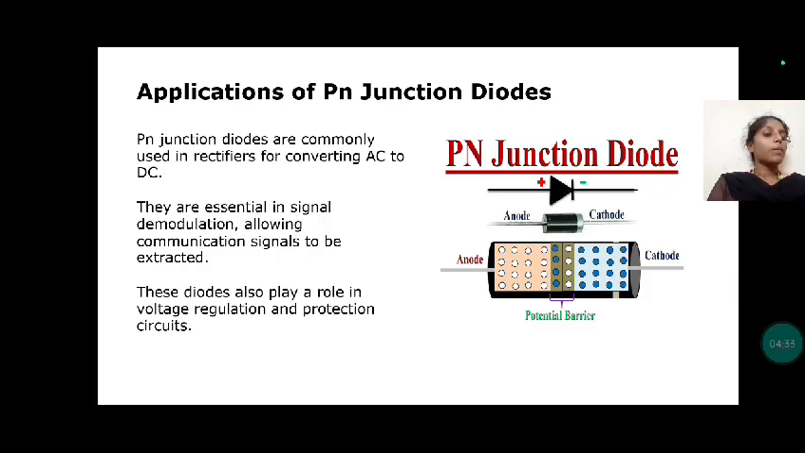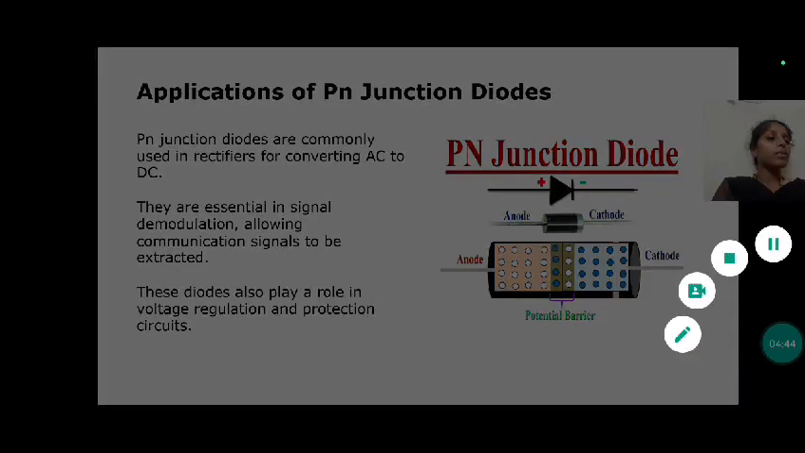The anode and cathode. The anode is positive and the cathode is negative, and between the anode and cathode the potential barrier is created.